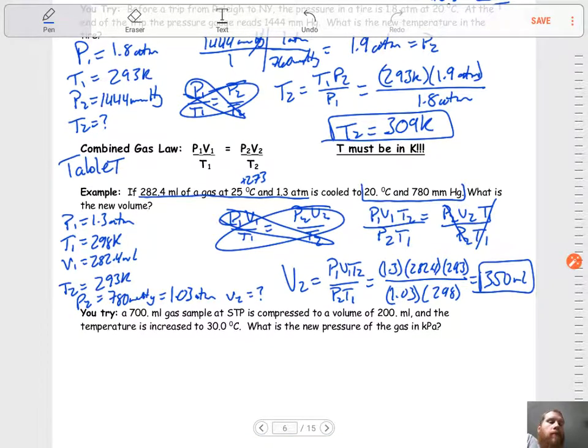Okay? And we've got one more problem. So again, try it on your own if you haven't already. Otherwise, I'll work it out here in just a second. So very quickly, V1 equals 700 milliliters. We've got T1 is going to be 273. Oh, I lost my answer key. Give me a second.